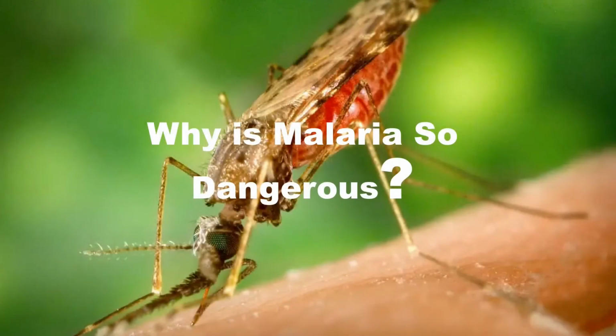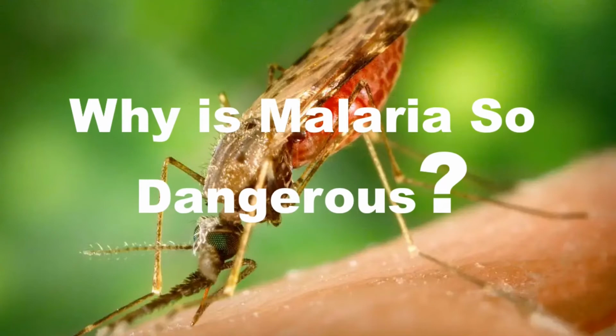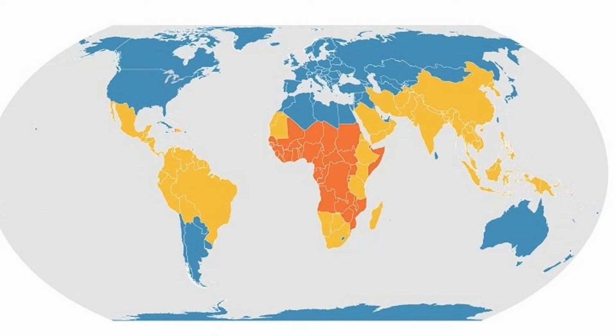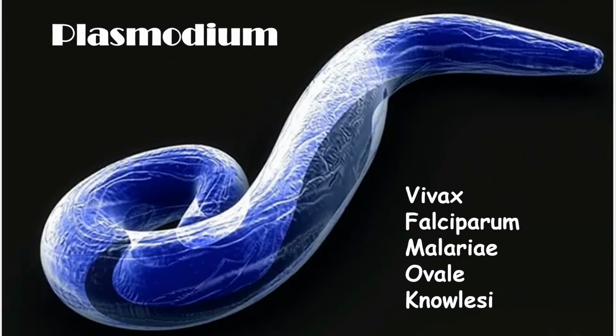Today I'm going to tell you about malaria. What is this disease and why is this disease so deadly? Bill Gates once correctly pointed out that there are more people dying of malaria than any specific cancer. Transmitted in more than 87 countries worldwide, the disease has especially been creating havoc in African and other tropical countries. It has caused millions of deaths each year.